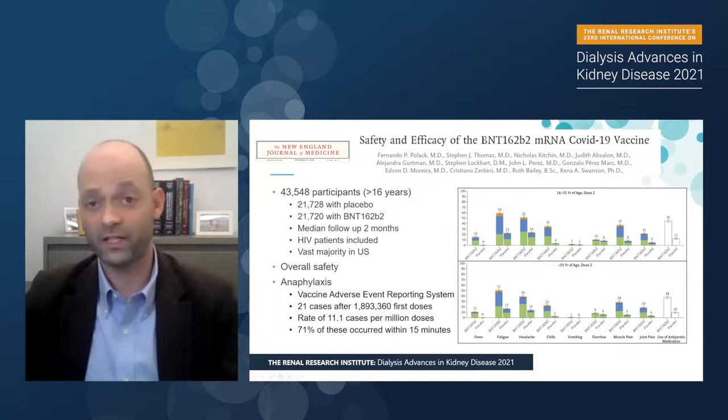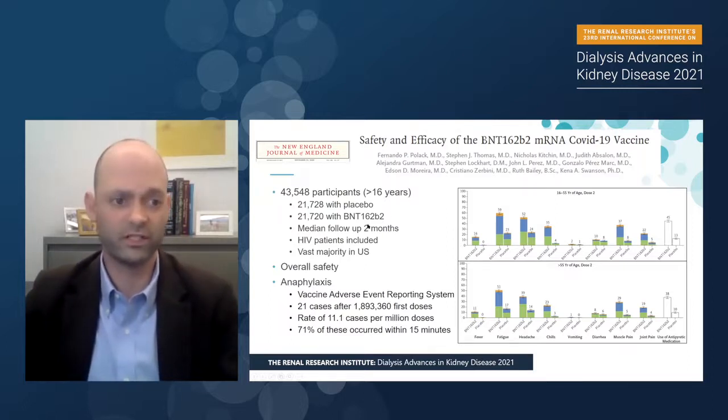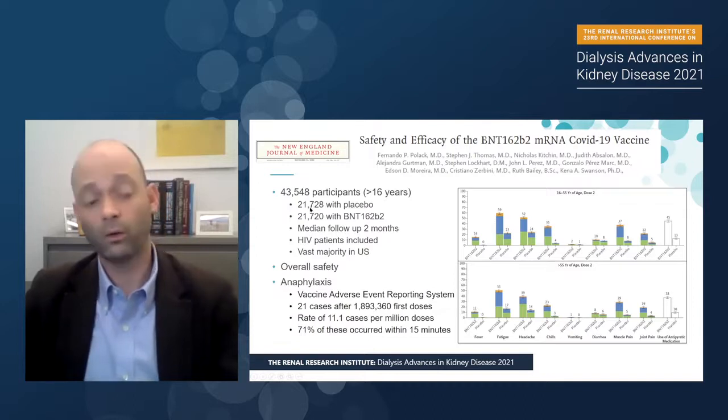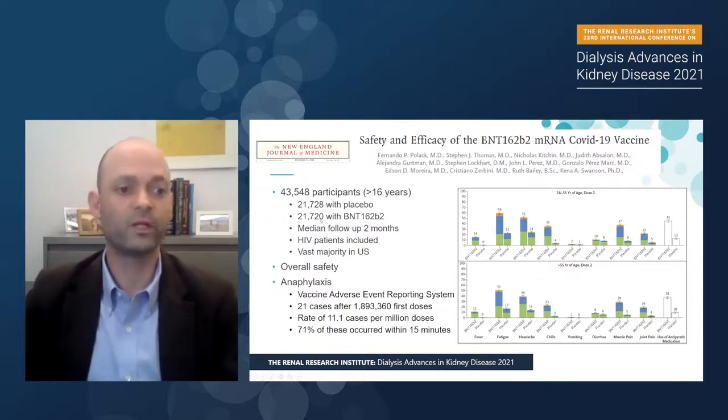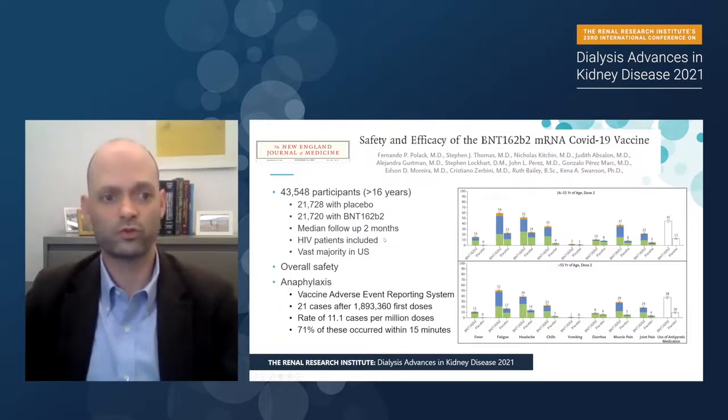So for the Pfizer vaccine, there were over 43,000 participants. All of them were over 16 years of age, a little over 21,000 with placebo and a little over 21,000 with the Pfizer vaccine. And there was a median follow-up of up to 2 months. HIV and other patients with comorbidities were included. The vast majority of participants were in the United States. Overall, this was found to be a very safe vaccine.